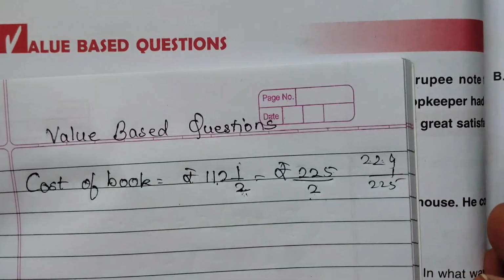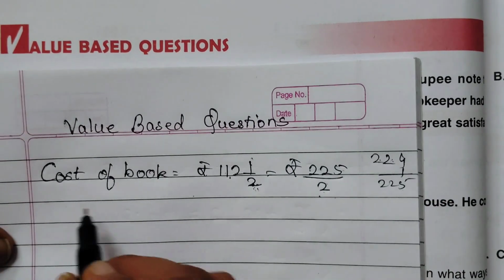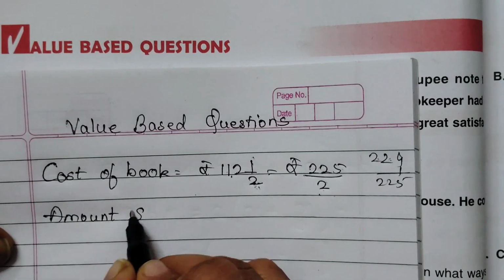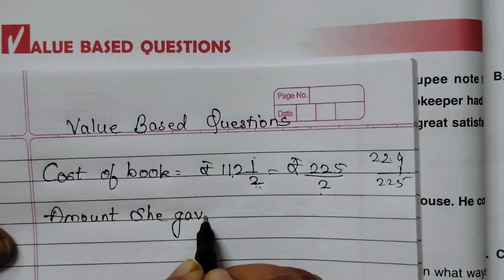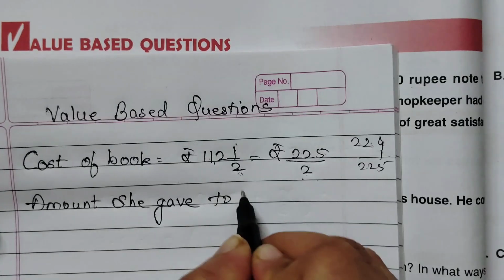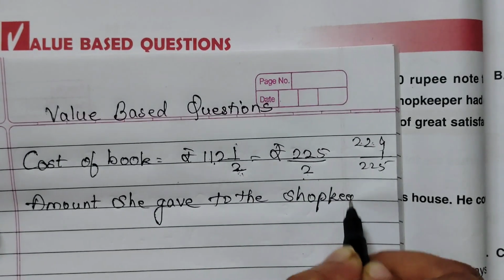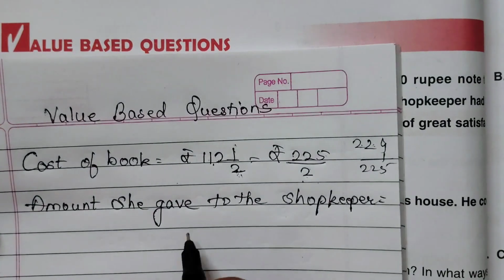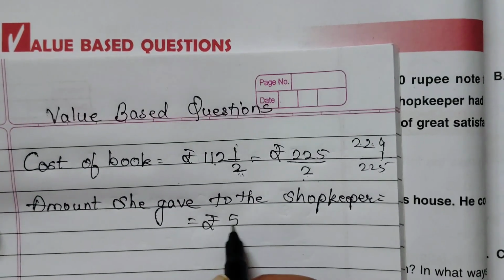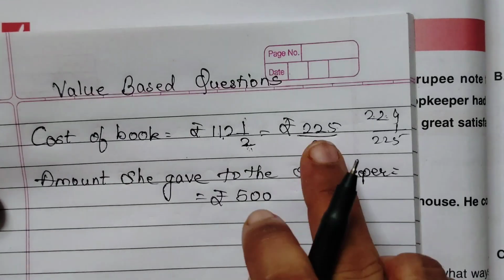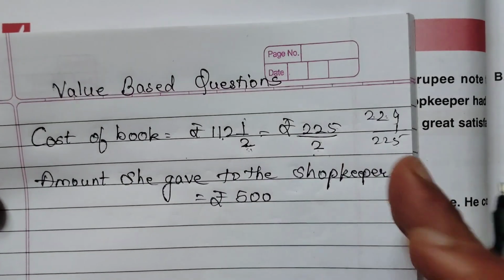Now, what amount did she give to the shopkeeper? 500 rupees. So the amount she gave to the shopkeeper, how much did she give? Rupees 500. Okay. Now when she gave this amount to the shopkeeper, the shopkeeper will deduct the cost and the remaining balance he will give.